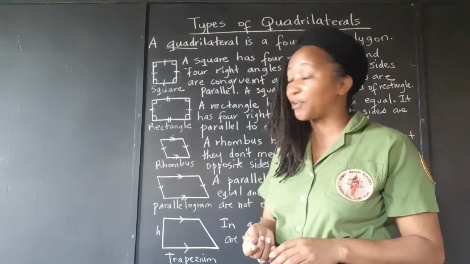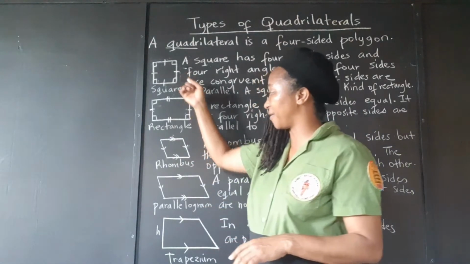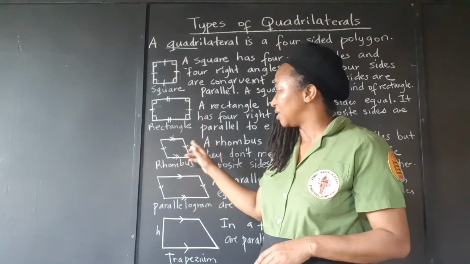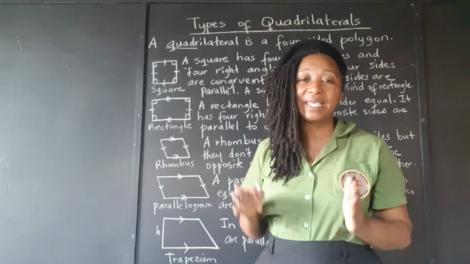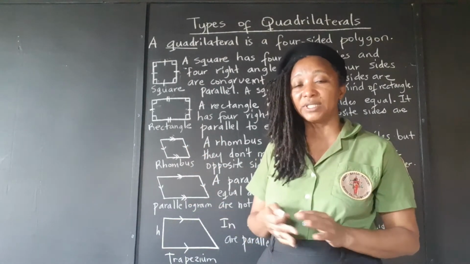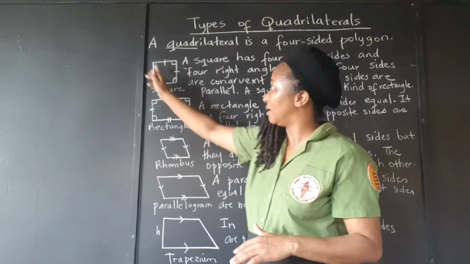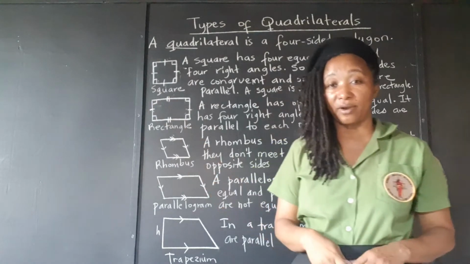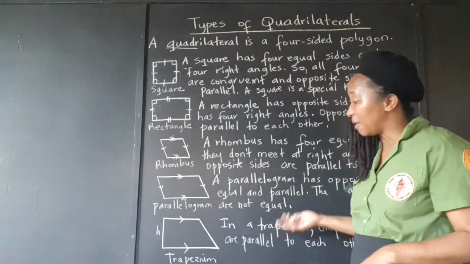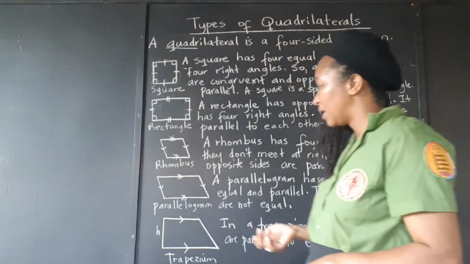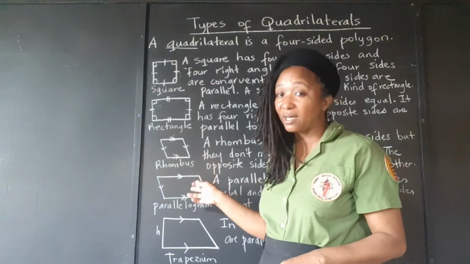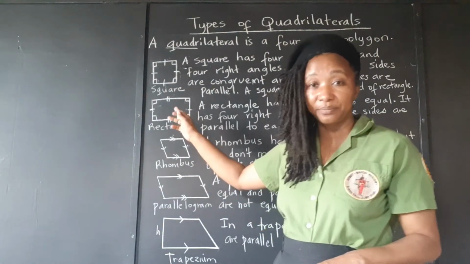So the main difference between the rhombus and the square is that the rhombus has 2 oblique sides, 2 sides that are slanted. They are not perpendicular as they are in the square. Similarly, the parallelogram is very similar to the rectangle.